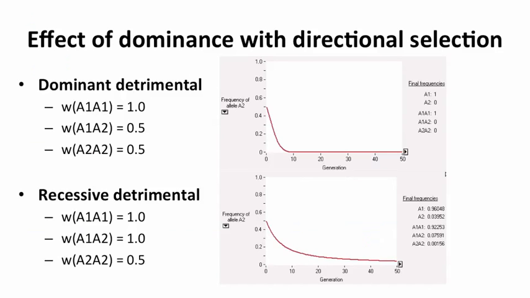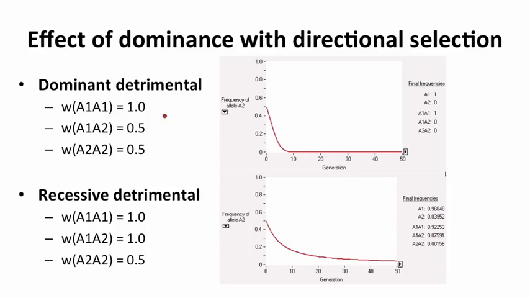Now, we can see this. Here is the effect of dominance with directional selection. This is using that allele A1 software that I mentioned before. So let's look at the case now. The alleles in this case are called A1 and A2. Genotype A1A1 has a fitness of 1.0, genotype A1A2 has a fitness of 0.5, so we're not eliminating all of them, we're just eliminating half of them. It has half the relative fitness. Genotype A2A2 has a fitness of 0.5.